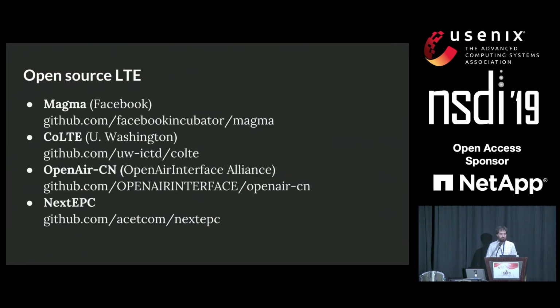There's also a proliferation of open source LTE software that's come into existence in recent years. So just this week, Facebook released Magma, which is a distributed LTE core network that is similar in architecture to CCM. And my colleagues at the University of Washington are developing Colte, which is specifically designed to support community deployments of LTE. There's also open source core networks with more traditional architectures with the Open Air Interface core network and NextEPC.